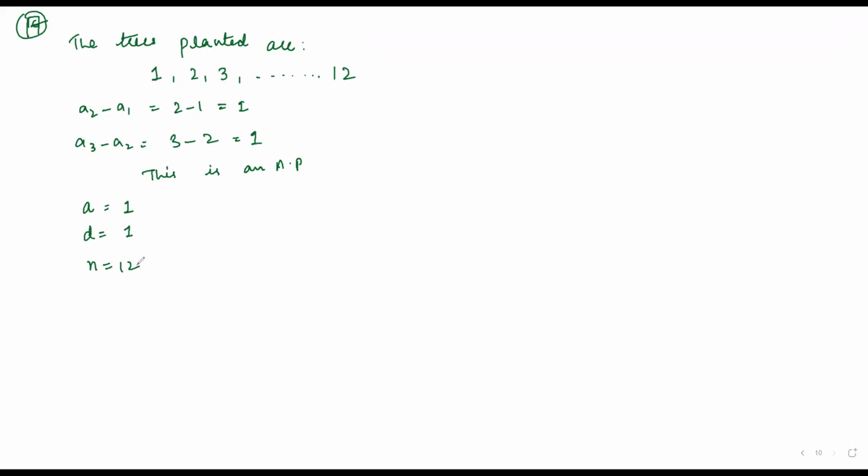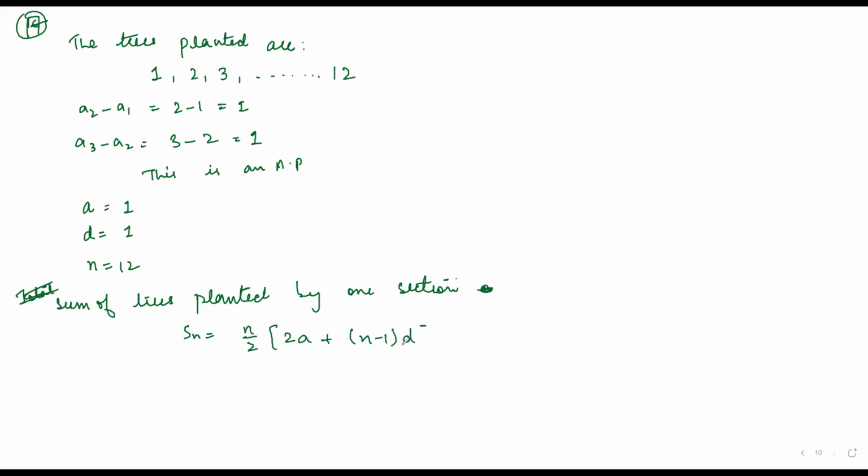Now you have to find the sum. In the last, we will multiply the sum by 3 because there are 3 sections. So presently we are finding for 1 section only. Sum of trees planted by 1 section. Total sum, you can say, right? Or leave it. Sum of trees planted by 1 section. So this will be Sn, again the formula, n by 2 into 2a plus n minus 1 into d. So you're finding S12, that is 12 by 2.